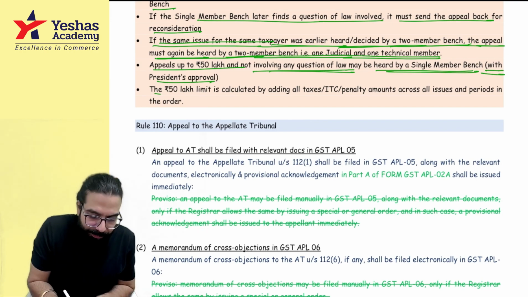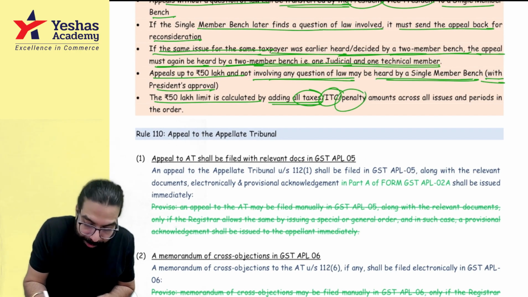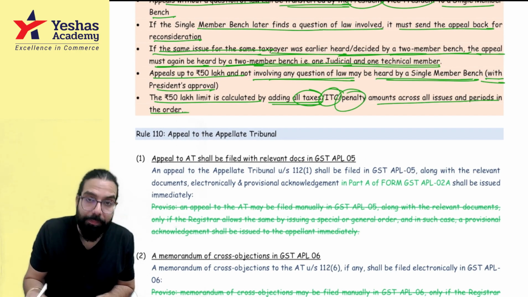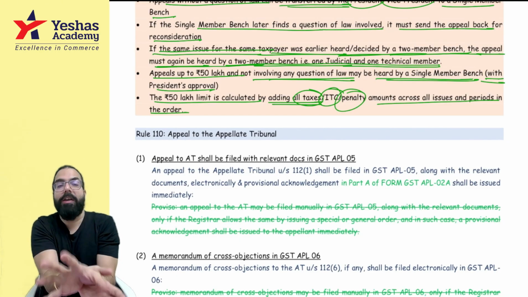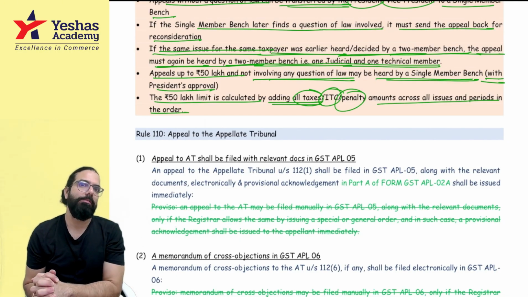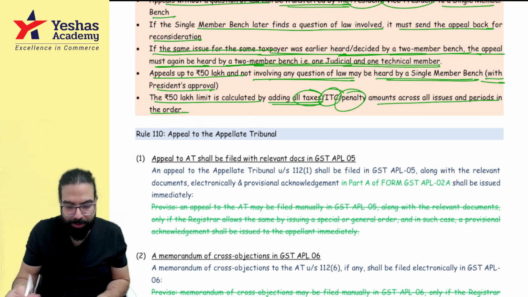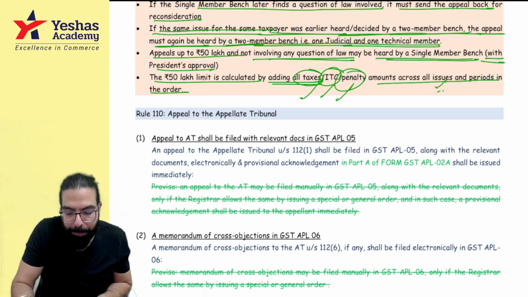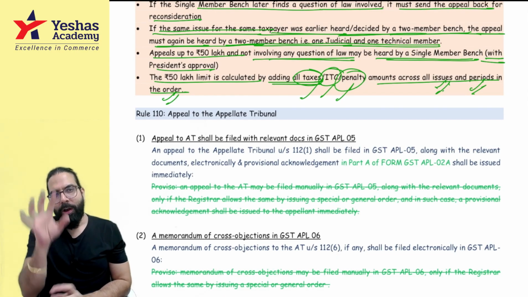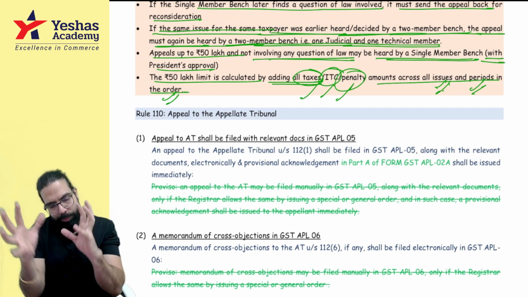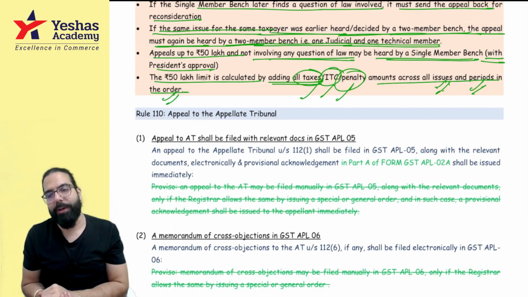Okay, sir. The 50 lakh limit is calculated by adding all taxes, ITC, penalties across all issues and periods. Add the complete tax, interest, penalty of all the periods and it should be 50 lakh max. Crossing 50 lakhs, then double bench. Done, sir, point is clear. Tax, interest, penalty of all issues, periods in the order. Means if one order is issued for 3 months, tax, interest, penalty of everything should be added to see the 50 lakh limit.